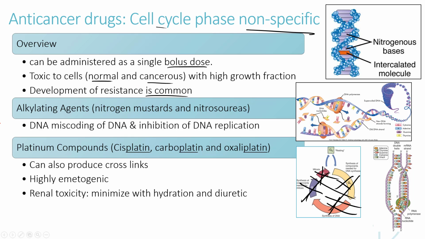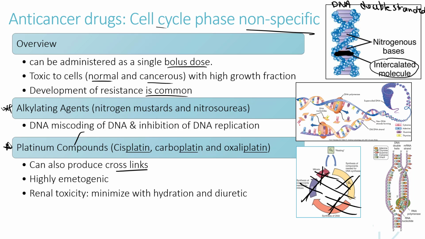So if you look at this, alkylating agents and platinum compounds produce these cross-links or this intercalation. You see over here, this is an example of an intercalated molecule. So this is DNA, double-stranded. And what happens with these drugs is they actually form a much stronger bond between the two strands of the DNA.